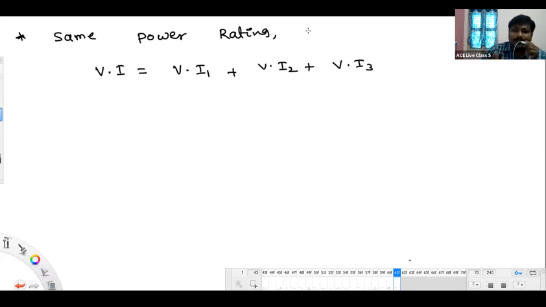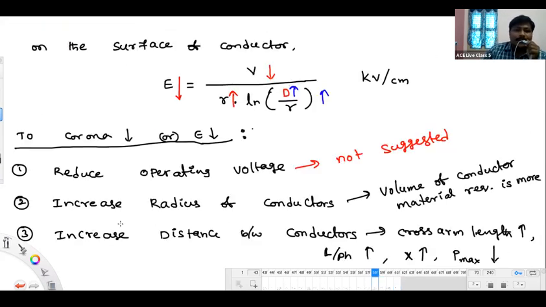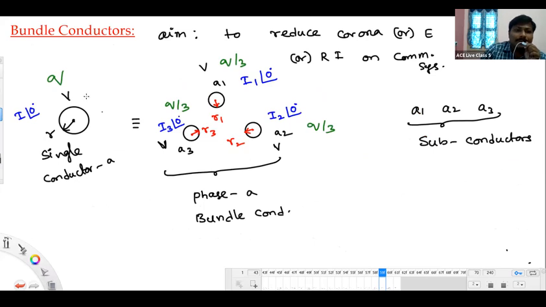Next. Let's continue. I'll tell you what that equal distribution, unequal distribution is. See, earlier I said that if you are increasing the radius of conductors, definitely corona will be decreasing, but the volume of conductor material required is more. So we should keep the volume of the material required as it is. In the sense, the volume of this phase A conductor in the single conductor system and the volume of this bundle conductor phase A must be equal. These two volumes must be equal. What's the volume of phase A?